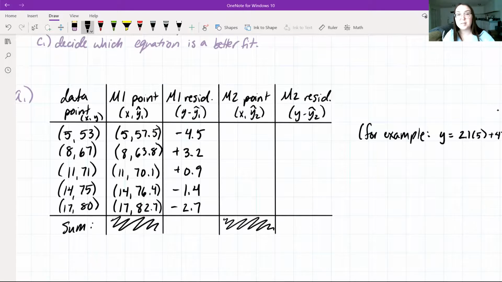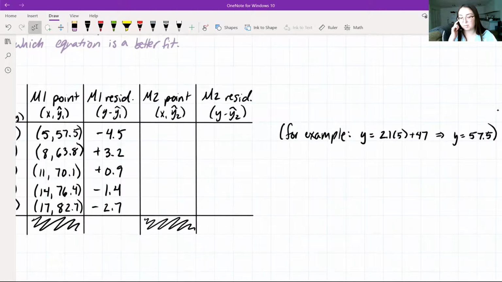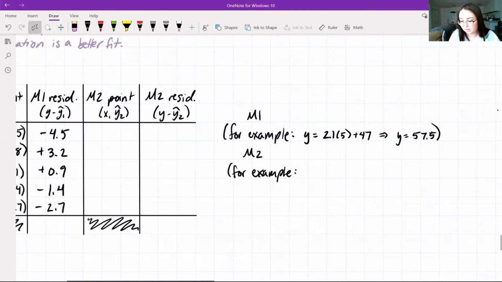And before we sum all these up, let's do our second model so we can sum up our residuals at the same time. So moving on to our second model, but of course you can always do this in whatever order you would like. For our second model, we're going to do the same thing. So this was model 1. And for model 2, I'll write those so they make a little more sense.